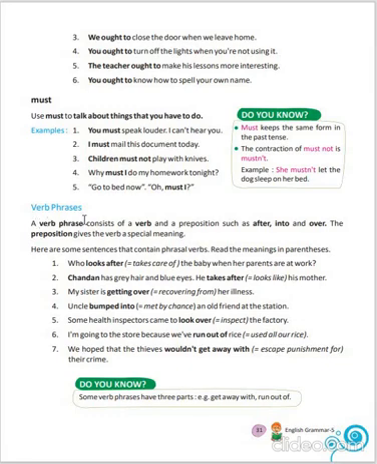Now let's learn the verb phrase. A verb phrase consists of a verb and a preposition such as after, into, and over. Who looks after the baby when her parents are at work? So in this sentence, after is used with the verb looks.